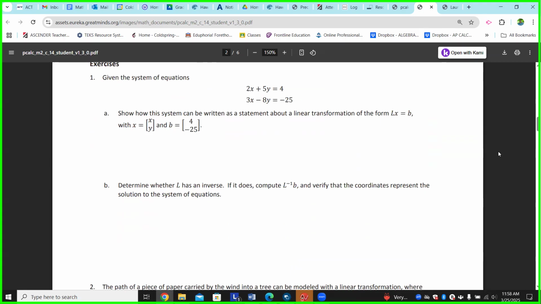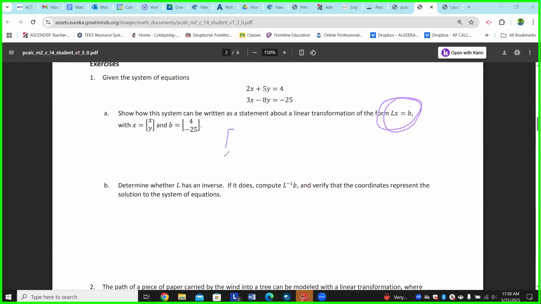Recall, what is the matrix formula look like? LX equals B. Now, technically, you could say AX equals B because that's what we saw yesterday as well, but it's going to be the LX equals B. So you need to be able to appropriately plug in the correct matrices.